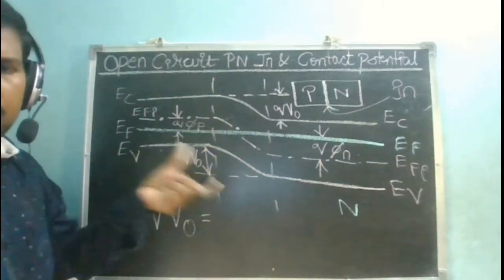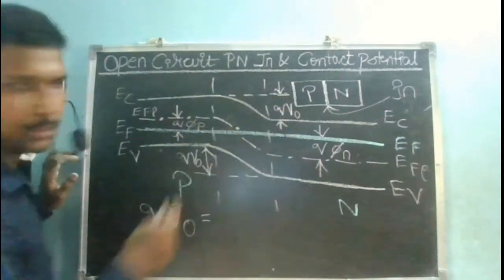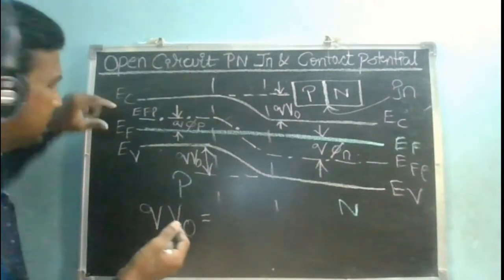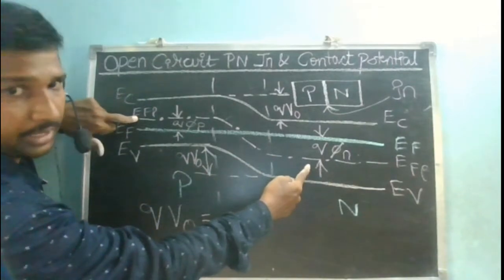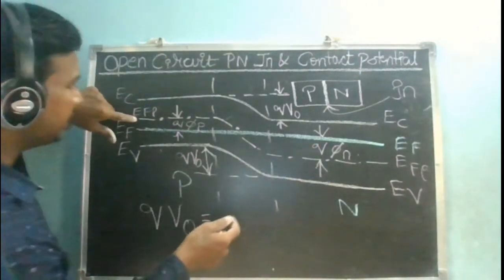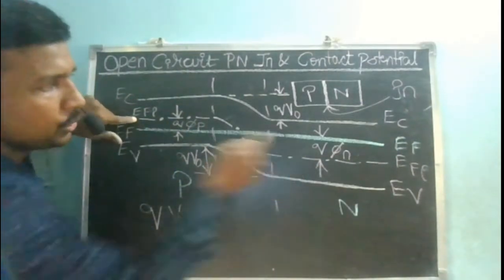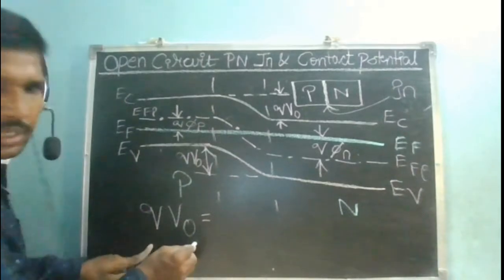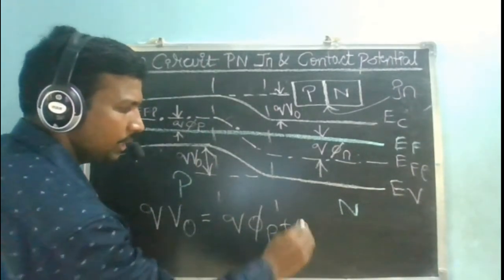That is the distance I am saying: the potential barrier, built-in potential, contact potential V naught. So this particular height, this potential, is the same whether compared to your EFi or to your EV. So from EFi to EFi, it is Q times phi p plus Q times phi n. So I can write Q times V naught is the same as Q times phi p plus Q times phi n.